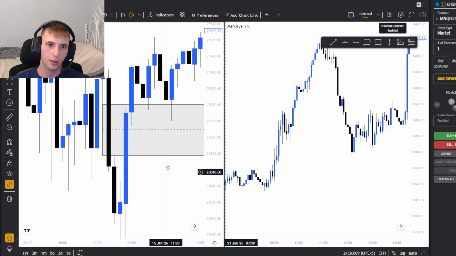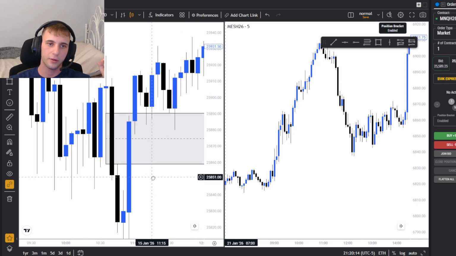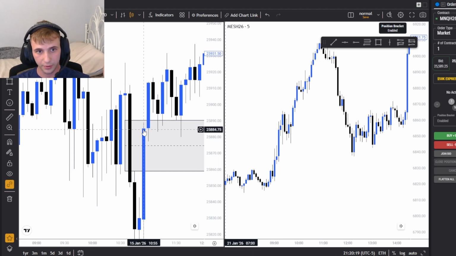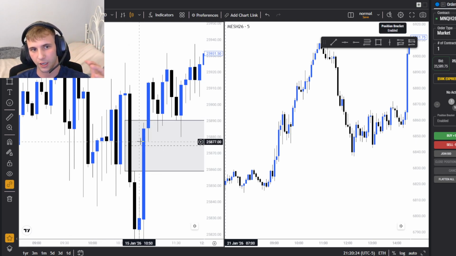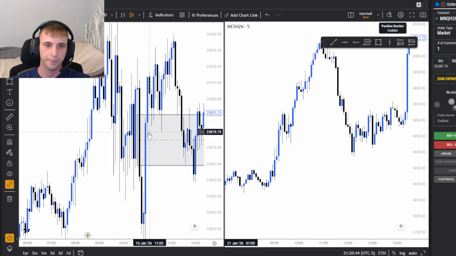So, more often than not, if price ends up closing above, let's say you have a bearish fair value gap right here. If price ends up closing above this equilibrium on the respective time frame, it's most likely not going to hold, or there's a very good chance that it will not hold, like it did right here. It closed well above this 50% line, and guess what? It did not hold. We kept going up.